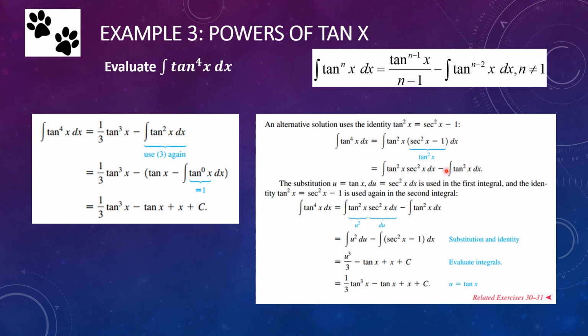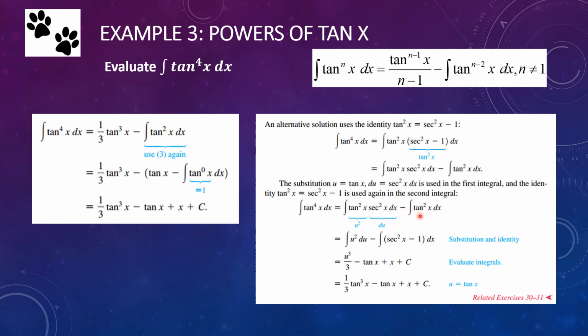If we use u equals tangent x, then du equals secant squared x dx. This is a straight derivative that we know, and that's a simple substitution. Then we get u squared du for the first integral, which is very simple. The integration of u squared gives us u cubed over 3.